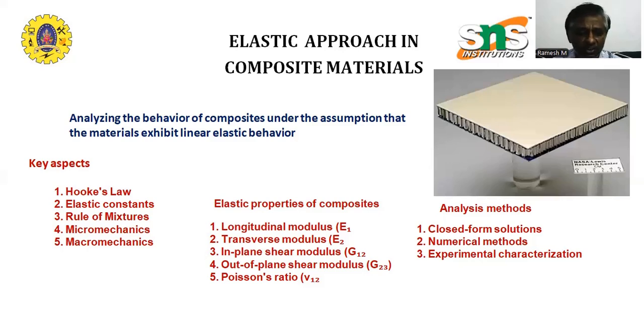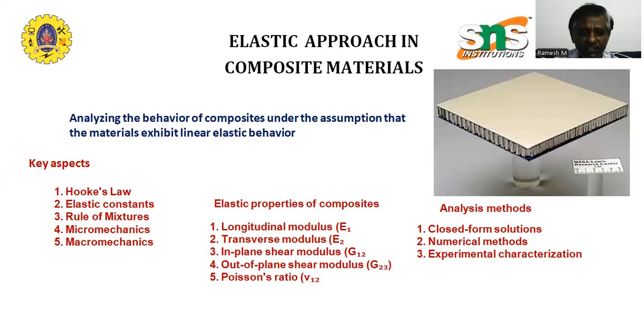The next one is the rule of mixtures. In the rule of mixtures, the properties of composite materials are estimated by combining the properties of individual constituents like fibers, matrix, and the composite as a whole. Analyzing the behavior of the individual fibers and the matrix in the representative volume element, the RVE, is called micromechanics, already discussed. Macromechanics examines the behavior of composite laminates using laminate theory, which has been discussed earlier.